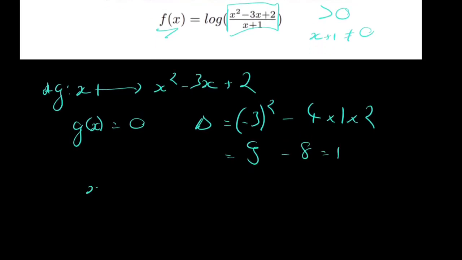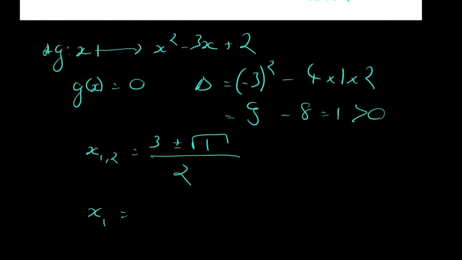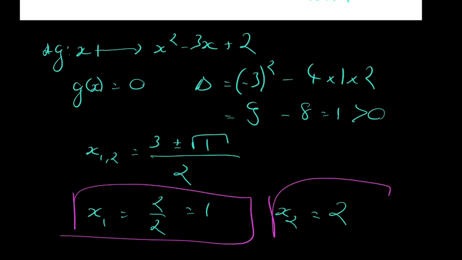And so the solutions will be x1 and x2, because this is greater than 0, equal to minus b, so which is equal to 3, plus or minus the square root of delta, which is equal to 1, divided by 2. And we've got x1 that is equal to 3 minus square root of 1, which is 2 over 2, is equal to 1, and x2, which is equal to 3 plus 1 divided by 2, is equal to 2. We have both solutions.